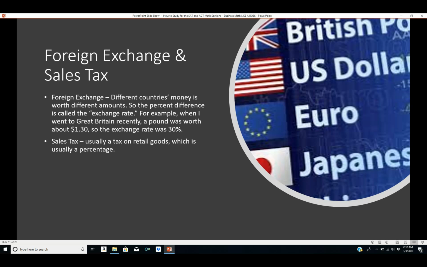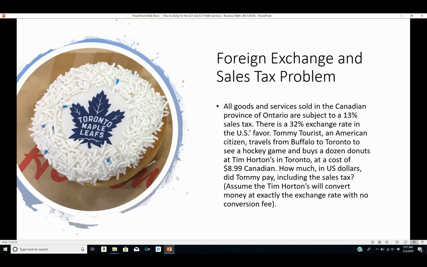So, for example, when I went to Great Britain recently, a pound was worth about $1.30, so the exchange rate was 30%. Sales tax is, of course, a tax on retail goods, sometimes services, which is usually a percentage of the original price. So if you buy something that costs $1 and there's a 10% sales tax, you're going to pay an extra 10 cents in sales tax on it. Makes sense, right? All right, so let's do a foreign exchange and sales tax problem.